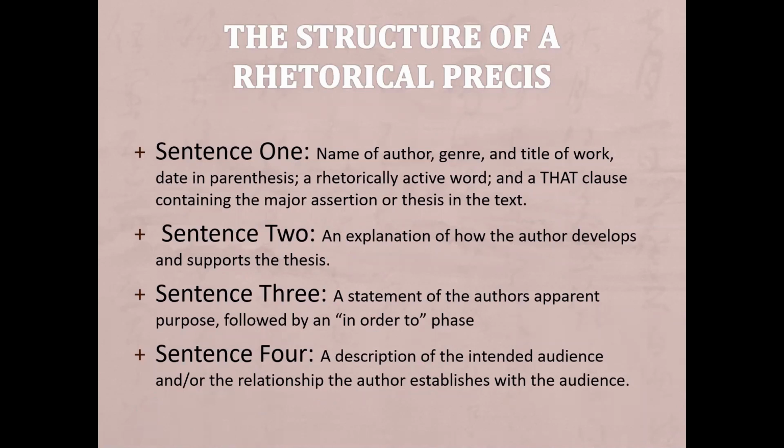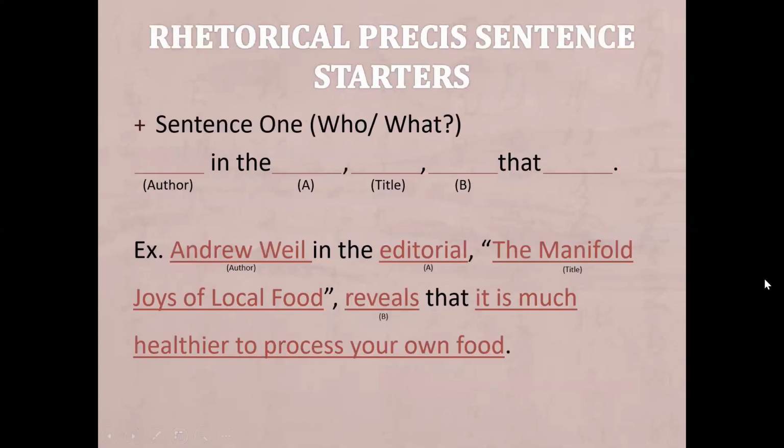Here is the structure of a rhetorical precis. The first sentence will include the name of the author, genre, title of work, date in parentheses, a rhetorically active word, and a that clause containing the major assertion or thesis in the text. Sentence number 2 will have an explanation of how the author develops and supports the thesis. In sentence number 3, a statement of the author's apparent purpose followed by an in order to phrase will be included. In sentence number 4, a description of the intended audience and/or the relationship the author establishes with the audience will be included. Here is a sentence starter.